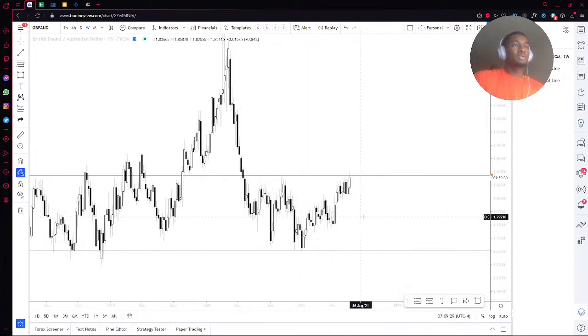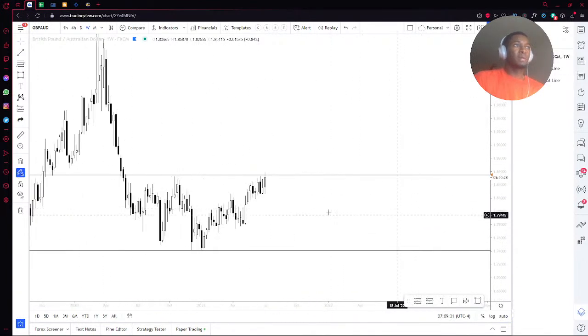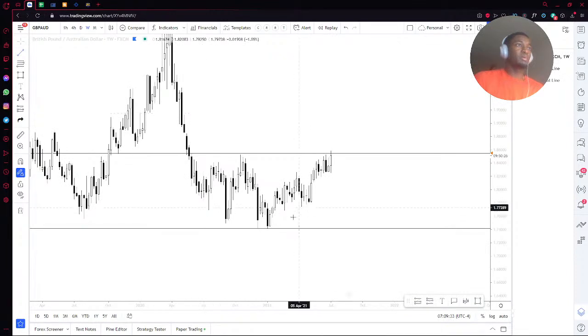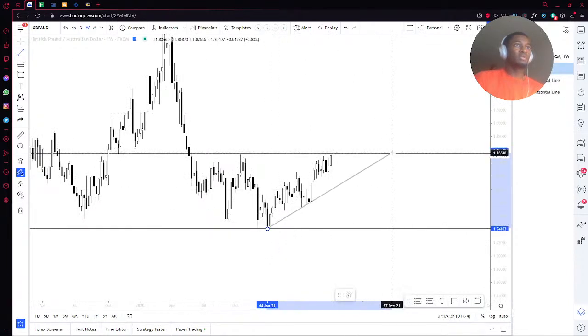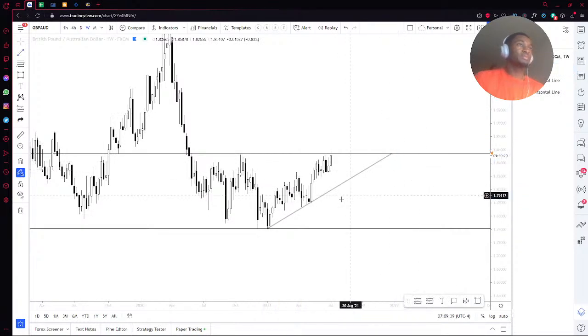We have an uptrend here, but the uptrend is pretty far off. I'll show you what I mean by that. If we draw our uptrend from here to there, those are 2 touches right there, which is a valid uptrend. But price is up here.